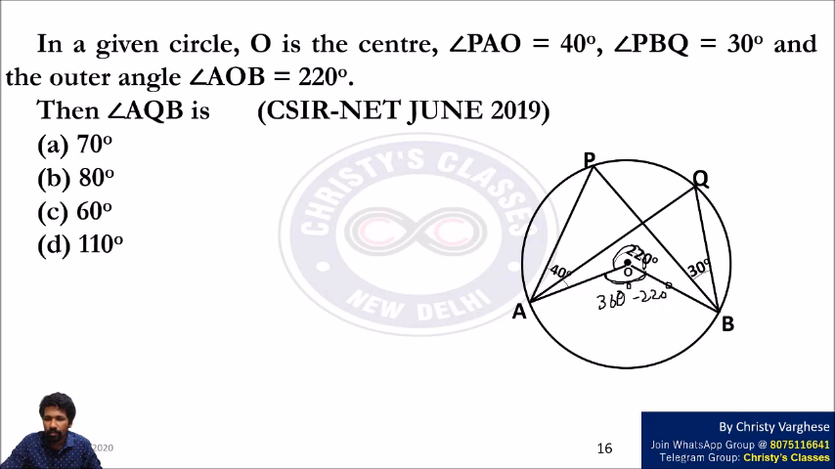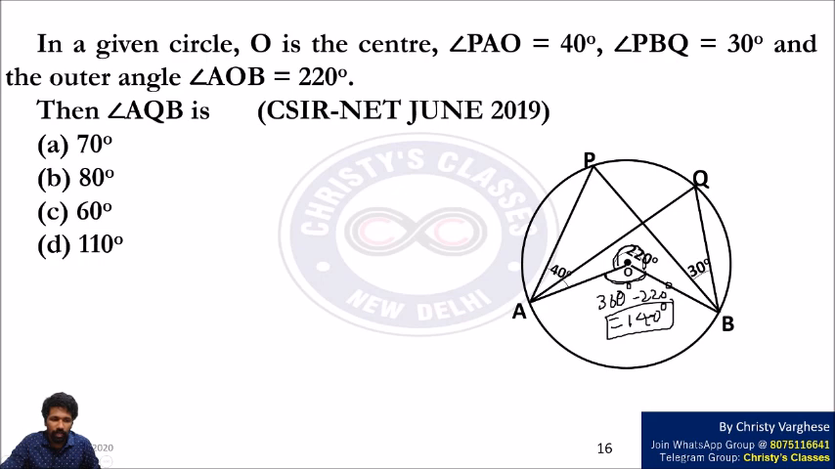Why? Because the total angle around a point is 360. That is one thing you learned in school days. So definitely if this is 220, the remaining will be 360 minus 220 degrees, which is 140 degrees. That 140 degrees will be this angle O, or angle AOB.